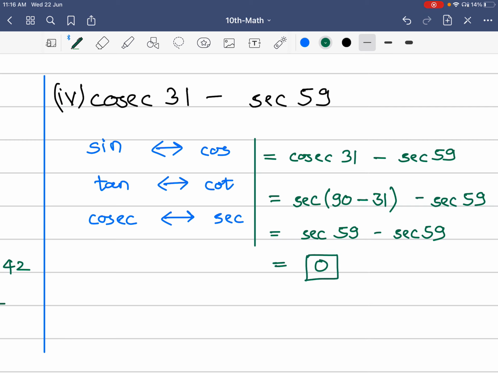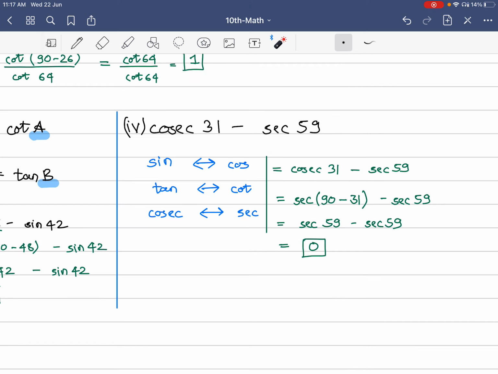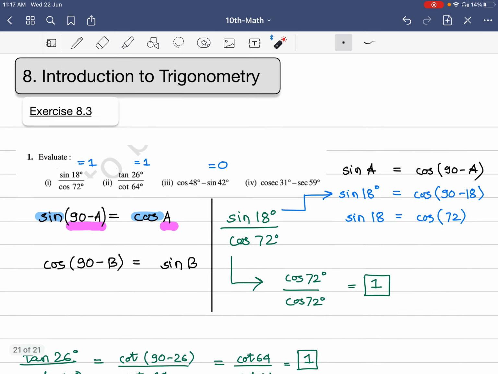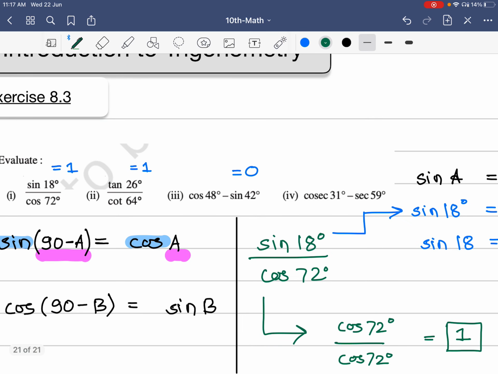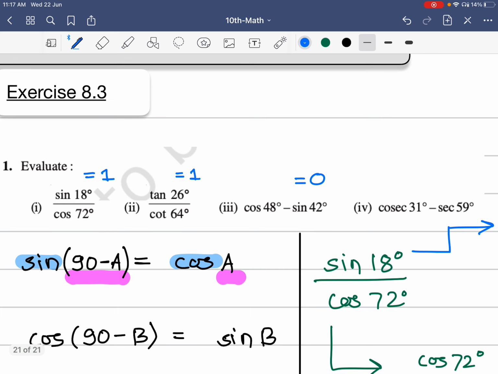Likewise, you can convert sec 59 into cosec 90 minus 59, which will be cosec 31. So cosec 31 minus cosec 31 will also be equal to 0. Choose any of the trigonometric ratios that you want to convert. So this also is equal to 0.